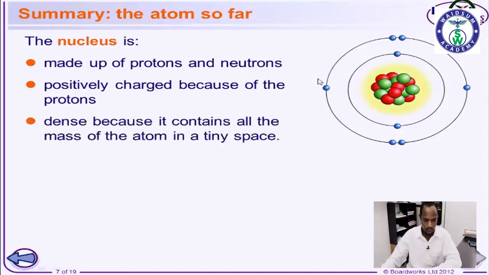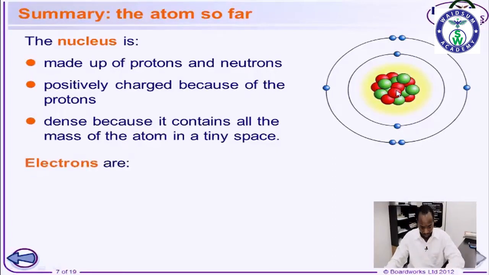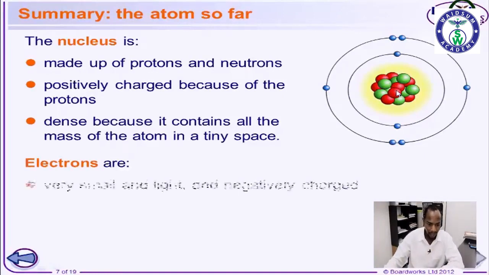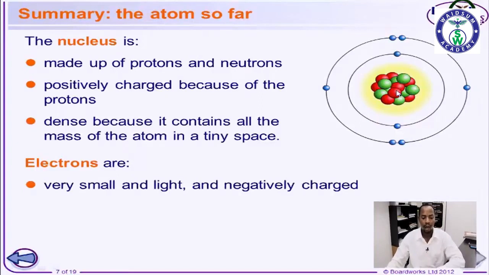Now the nucleus is dense because it contains all the mass of the atom in a tiny space. It contains all the mass in a very small space. So it is dense, seriously dense. Now let's take a look at the electrons. The electrons are very small and light, and they are negatively charged.